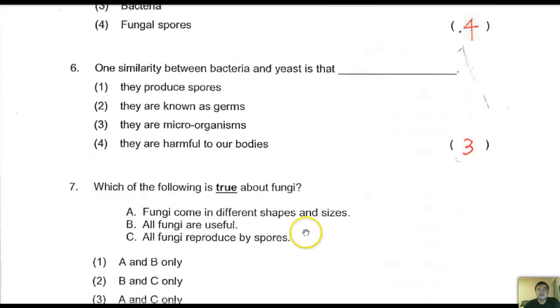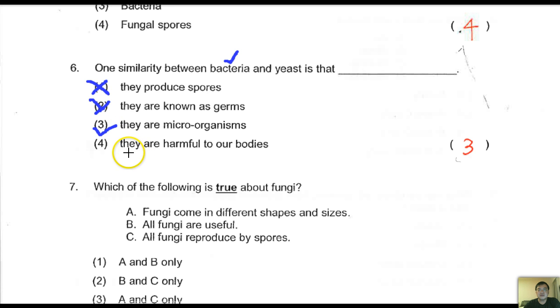One similarity between bacteria and yeast: they produce spores. No, bacteria don't, so this is not right. They are known as germs. Only bacteria are known as germs, but yeast is not. Yeast is a fungus, so this is not it. They are microorganisms. Yes, this is the answer.